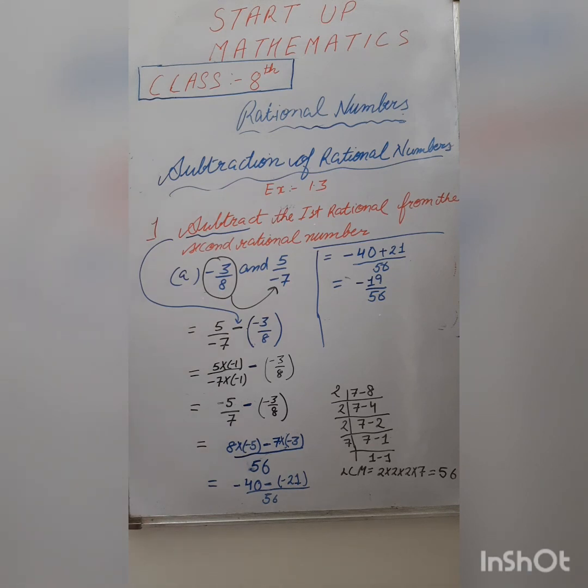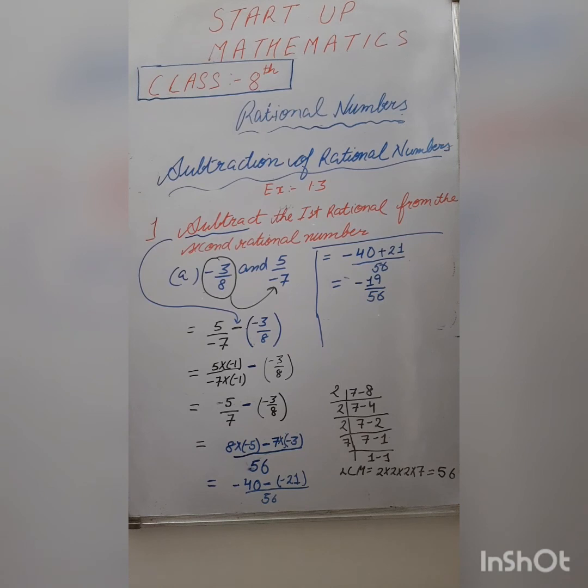In this way you can do the questions, you can try the questions of exercise 1.3. Firstly, write the rational number in standard form, making the denominator positive. Then take the LCM, solve the numerator, and get the result either for addition or for subtraction. So you can try the questions. So thank you.